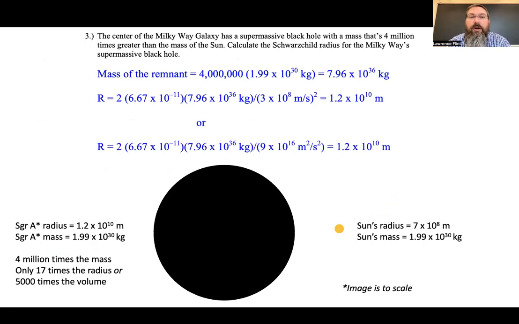So in number 3, I described that the center of our galaxy has a supermassive black hole with a mass that's about 4 million times the mass of the sun. If you take 4 million times the mass of our sun, it comes out to be 7.96 times 10 to the 36 kilogram. And that gets you a Schwarzschild radius of 1.2 times 10 to the 10th meters. That's like 12 billion meters.